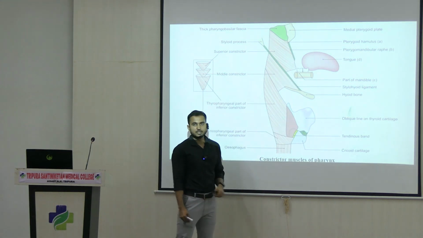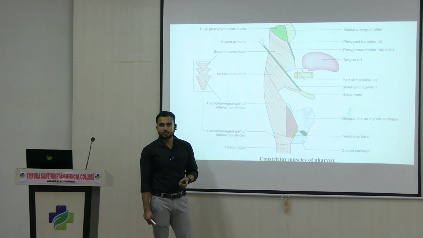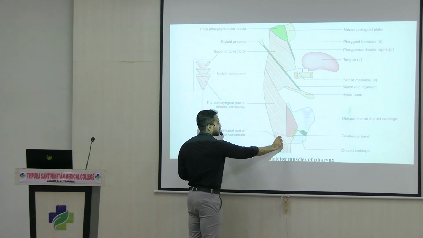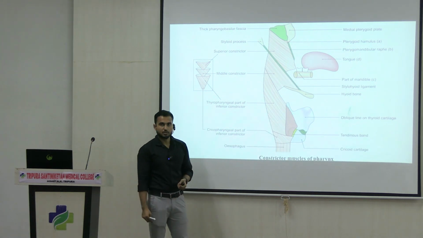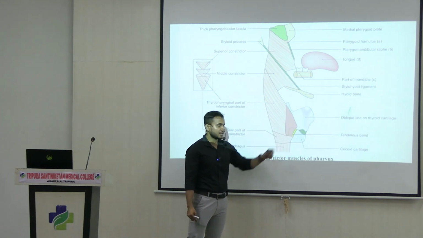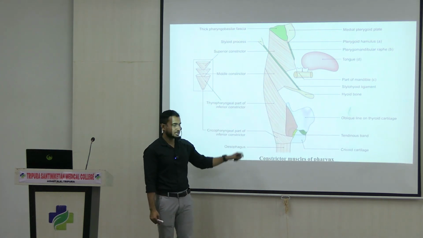Next, a small tendinous band is also present, and from there also it is getting origin. Next, you can see the small part, the cricopharyngeus part, which is arising from the cricoid cartilage, which is present just below the thyroid cartilage. That's why it is called the cricopharyngeus part.